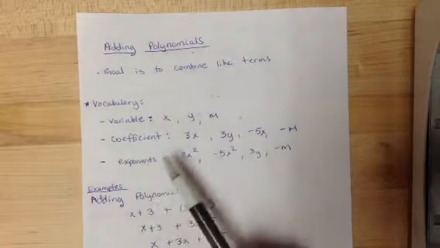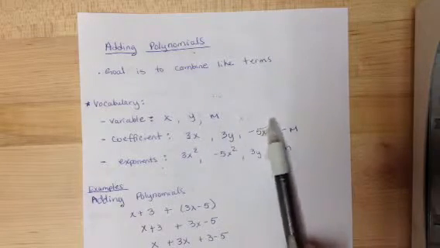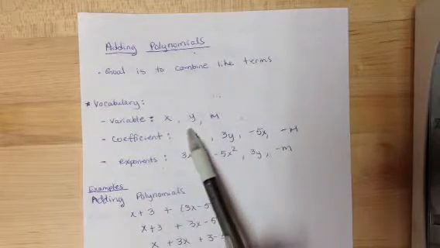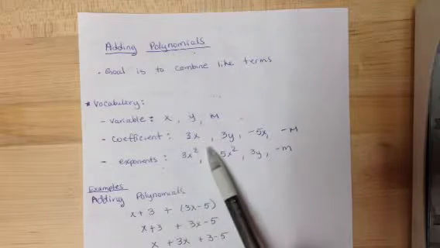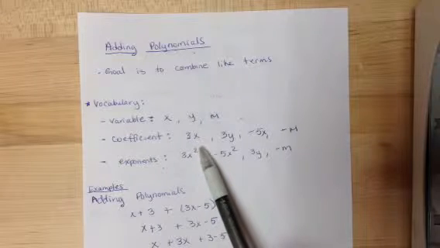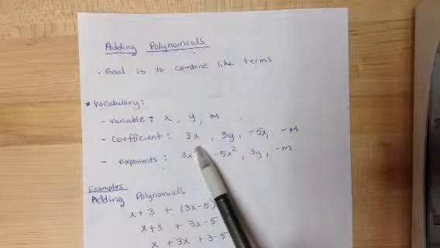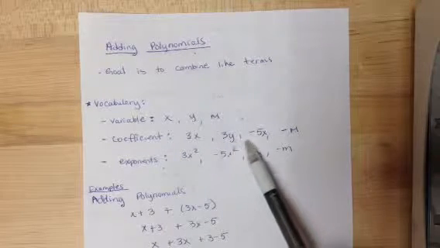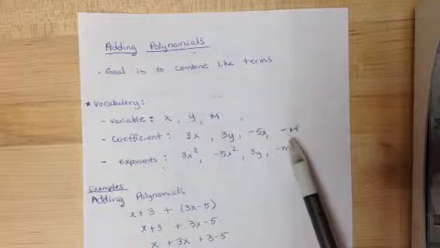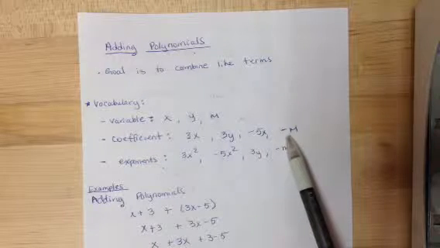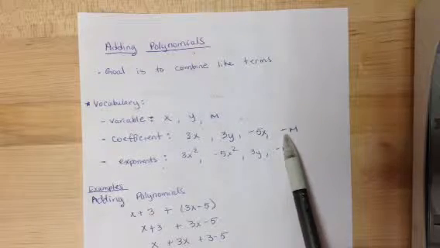A variable is just a letter that can be any value. It could be x, y, m. It represents any value. Coefficient is the number in front of the variable. In this example, the 3 is the coefficient. 3 is the coefficient of y. Coefficient of negative 5x is negative 5. In this case, there's no number, so there's like an invisible 1, and the coefficient will be negative 1.